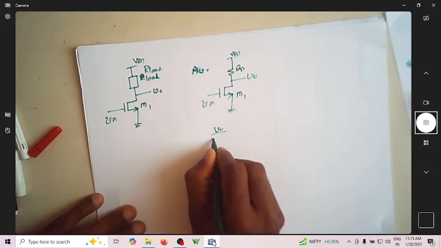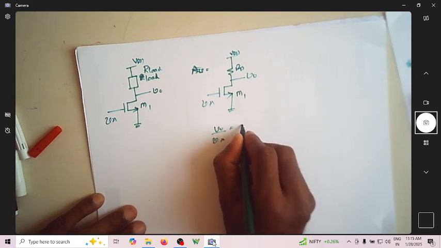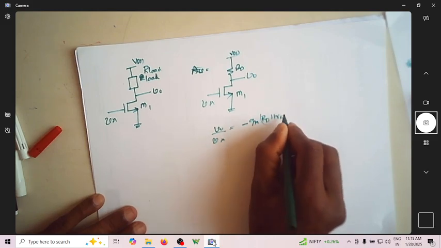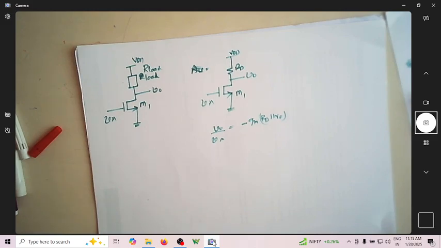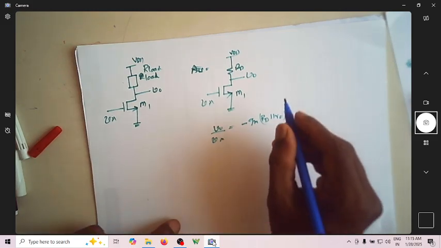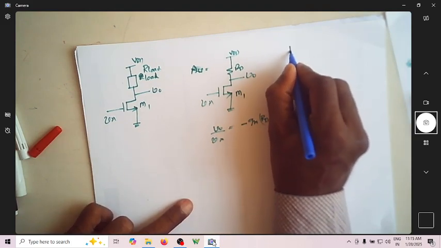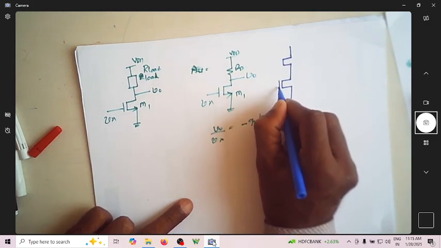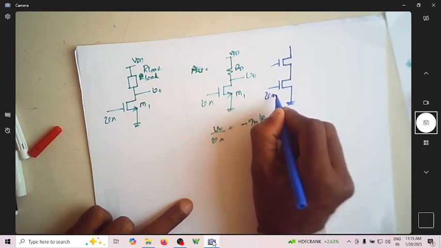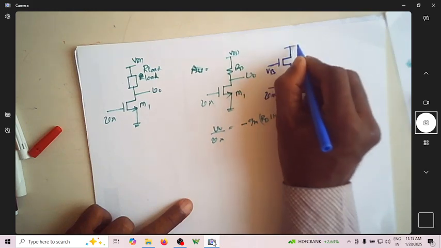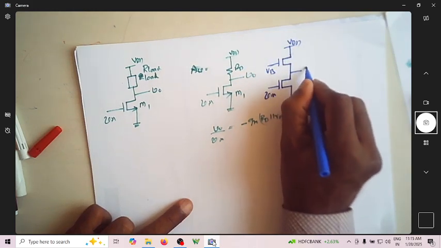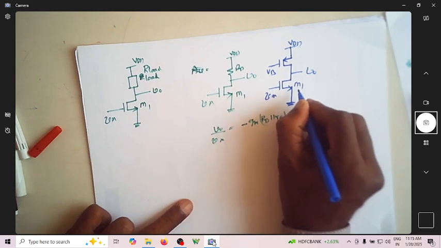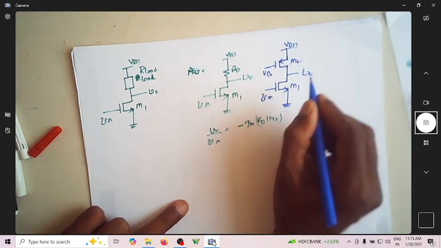So what is V0 by V in? Here it is minus Gm into RD parallel R0. And if it is some other load, you ground it. This is V in. I'll have some bias voltage. This is VDD. This is my output point. Assume that this is an NMOS transistor. This is M2, a PMOS transistor.